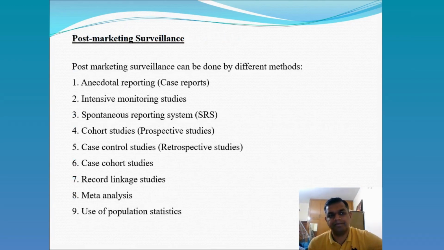Next, we will discuss the second area of identification, that is post-marketing surveillance. This can be done by different methods like anecdotal reporting, that is case reports. Intensive monitoring studies are also involved in post-marketing surveillance. Spontaneous reporting system, SRS. Our country follows this particular reporting system. Cohort studies, case control studies, case cohort studies, record linkage studies, meta-analysis, and the use of population statistics. These are all the various methods for post-marketing surveillance.